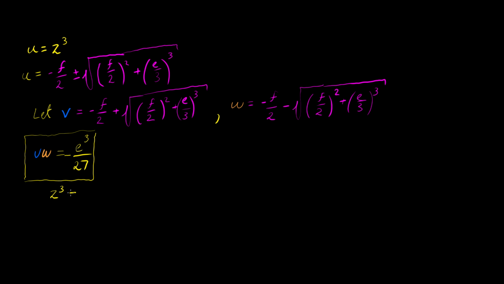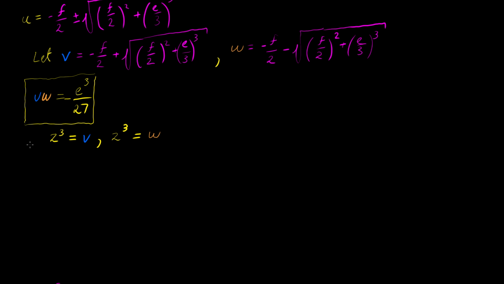That is going to be what this product of the two roots is equal to. So we know that z cubed was equal to u. So we know that z cubed is either equal to v or z cubed is equal to w, because those are the two possible values of u. This is pretty easy so far. So now we have to go back and look at the three complex values of u. So let me draw up my coordinate plane here. Let me put my imaginary axis here.